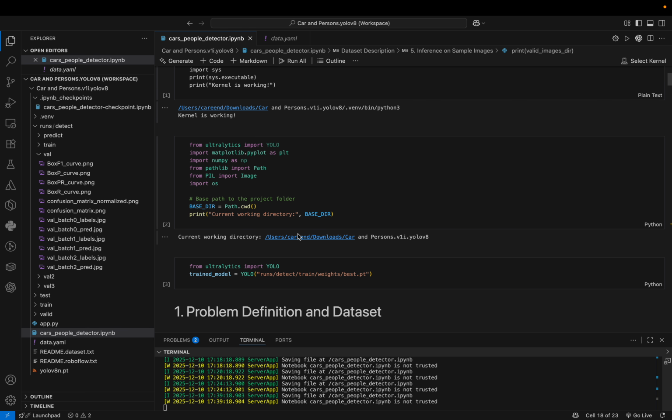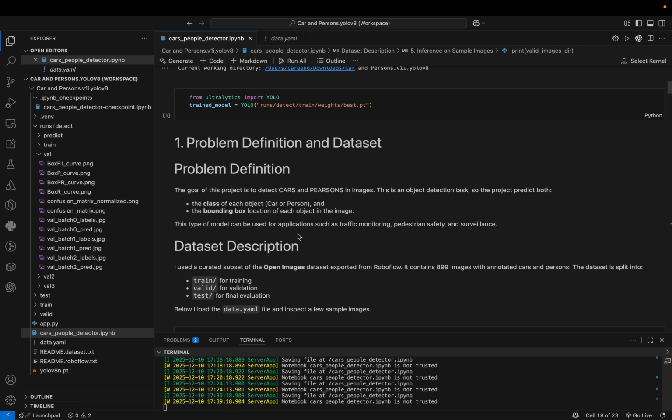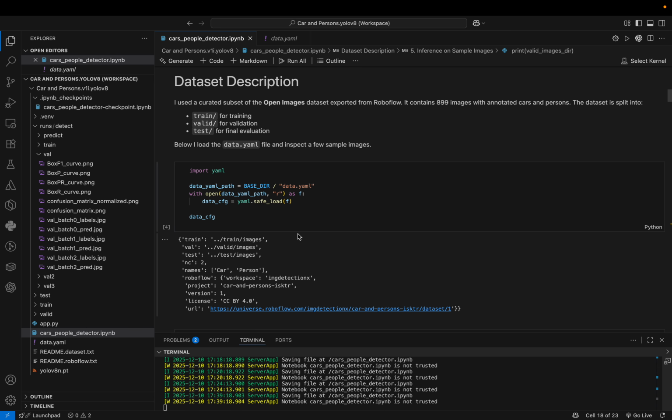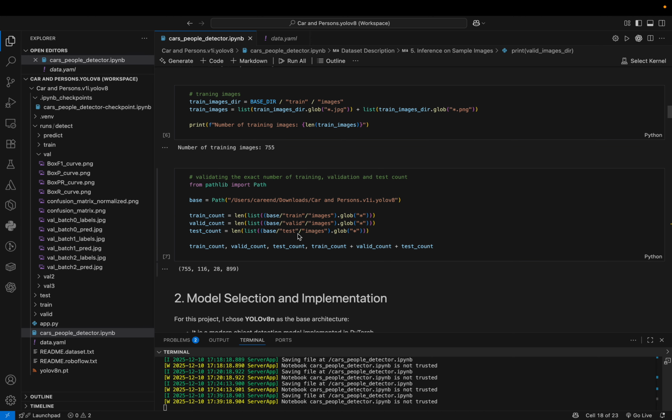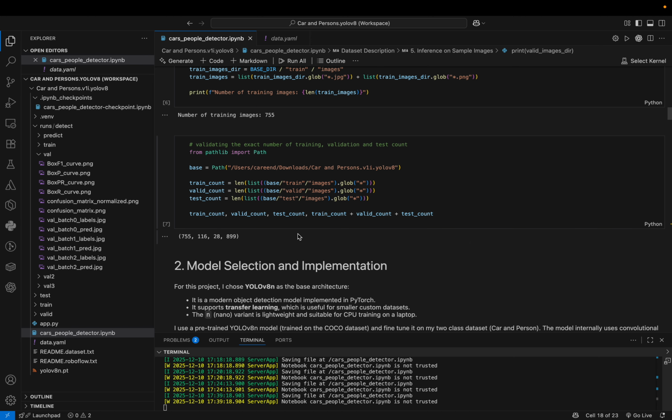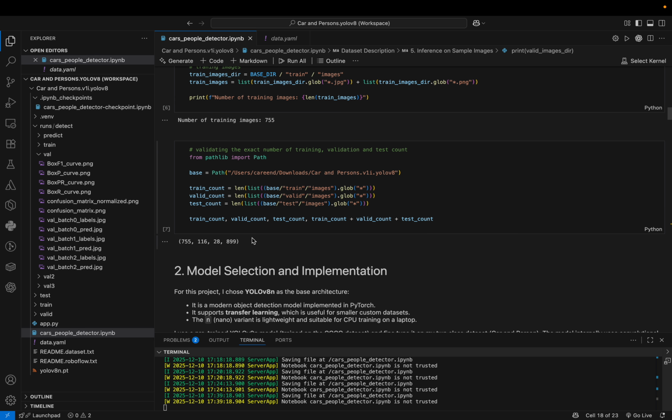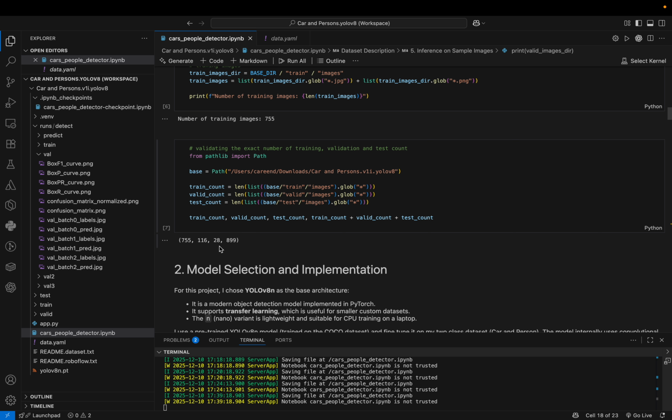So in this project, I wanted to predict two classes and the bounding boxes of each object in an image. I ran these two cells to see the number of training count, validation count, and testing count.